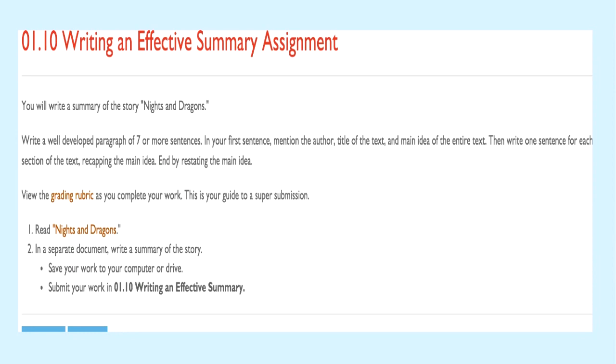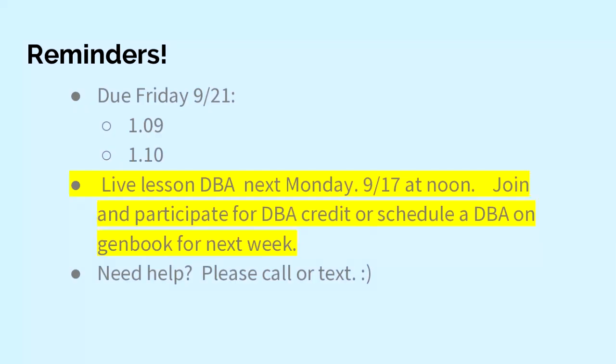Okay, so let's talk about one more thing before I let you go. Due Friday, 1.09 and 1.10. 1.09 is the quiz. 1.10 is the summary that we just talked about. Okay, and then this is next week. Oops. So that's 9/24. Sorry for the bad writing, guys. 9/24, okay? So live lesson DBA next Monday, 9/24 at noon. Join and participate for DBA credit or schedule a DBA on GenBook for next week. So next week is our live lesson week, all right?